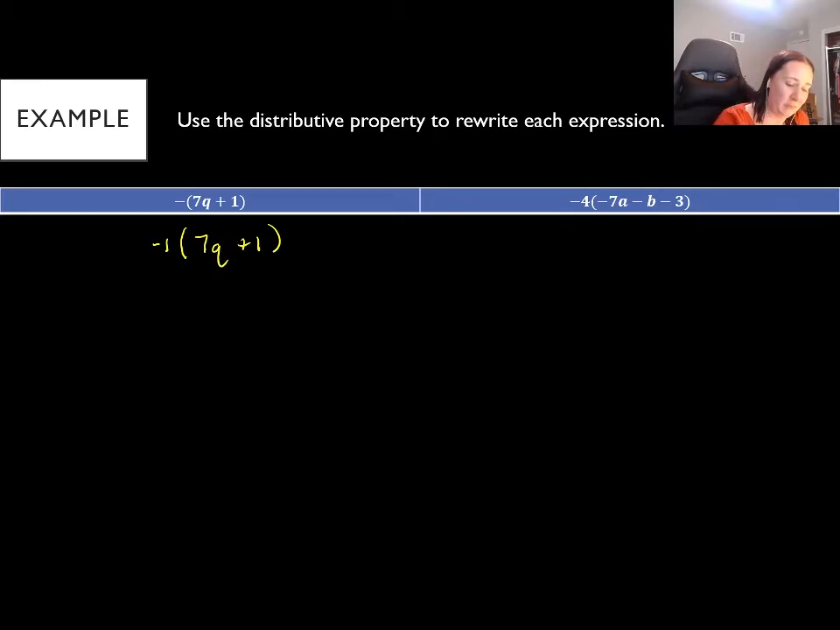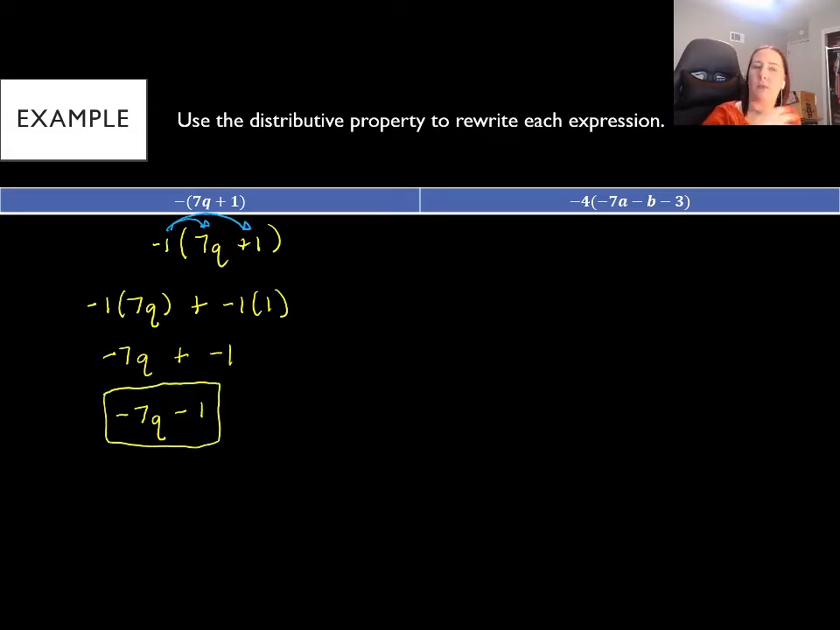So we will distribute. I'm going to do a negative 1 times 7q. So I'm just writing this down, negative 1 times 7q. I have my plus, and then negative 1 times 1. So I'm just writing it down. Then I'm going to multiply, so negative 1 times 7 is negative 7, so I have negative 7q, plus negative 1 times 1 is negative 1. And then we turn that adding a negative into subtraction, so I have negative 7q minus 1.